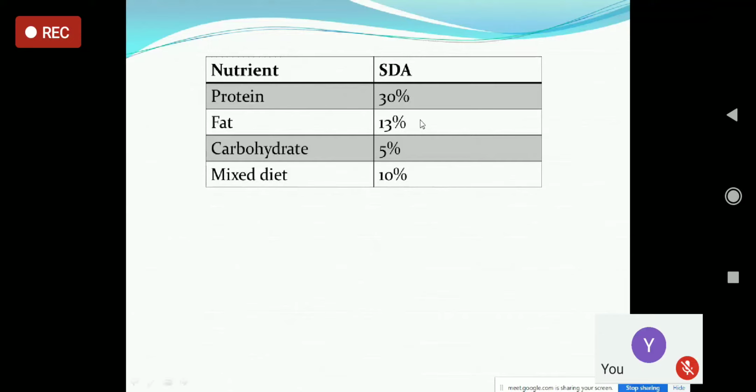Protein has a very high thermic effect, about 30%. So if you consume protein, only about 70% of it will be there for utilization by the body. 30% will be spent in specific dynamic action. So only 70% is left for the body to utilize.